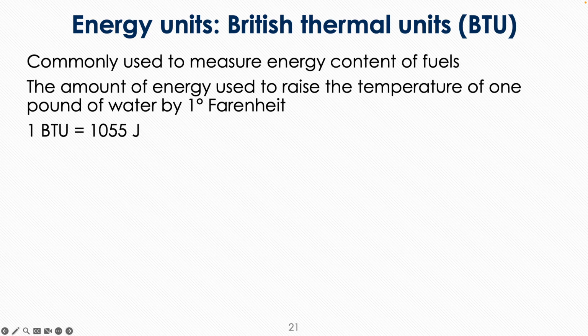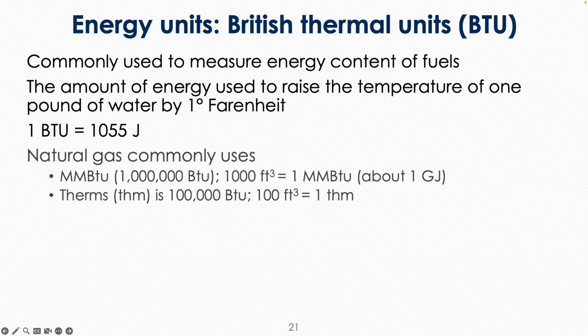In the context of our class, probably the most common place we'll see it, although we don't really use BTUs that much, is natural gas. An MMBTU is 1,000,000 BTUs, and that's a very common way to see it displayed. 1,000 cubic feet of natural gas is about 1 MMBTU. And then there's this odd unit called a therm, which is just 100,000 BTUs. So 100 cubic feet of natural gas is about 1 therm.